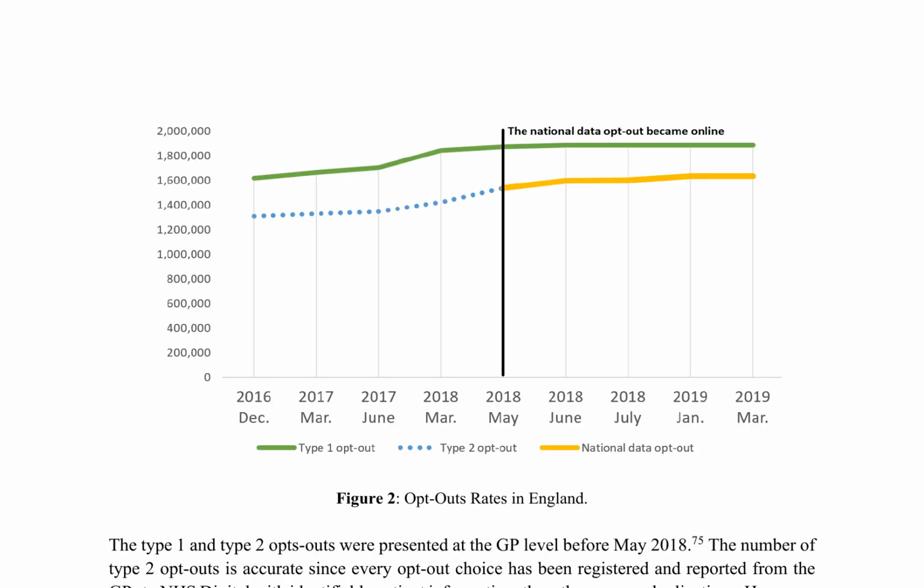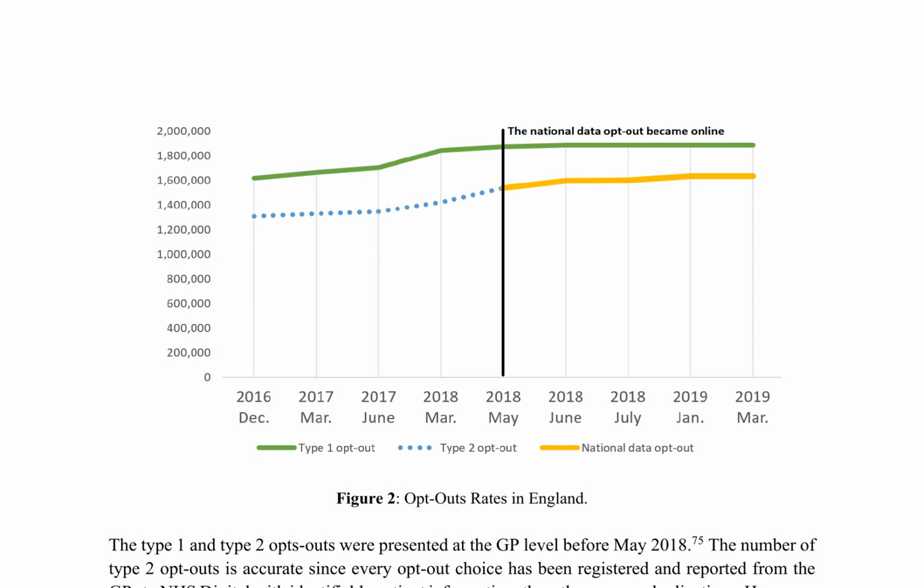The research presents opt-out rates in England, specifically focusing on Type 1 and Type 2 opt-outs before May 2018, and the National Data Opt-outs, ND opt-outs, after May 2018. Figure 2 illustrates the opt-out rates, with Type 1 opt-outs reported at the GP level, resulting in potential duplications, whereas Type 2 opt-outs are accurate, with every opt-out choice registered and reported with identifiable patient information.